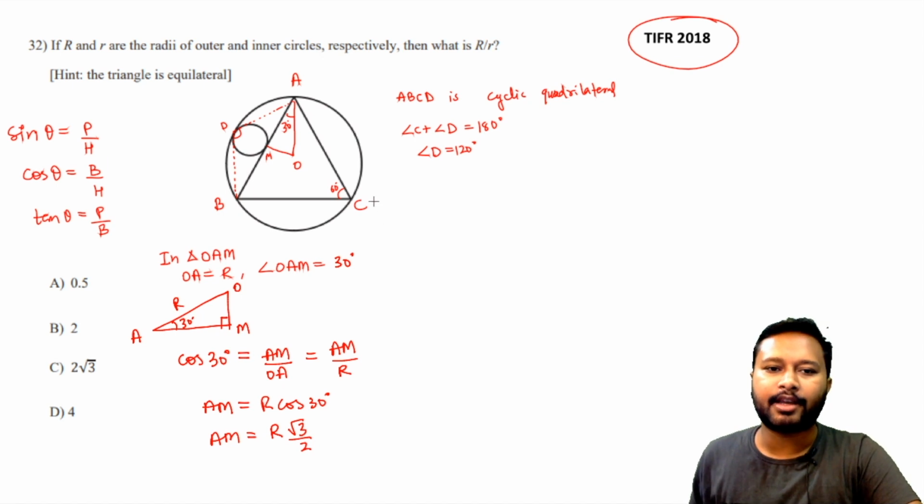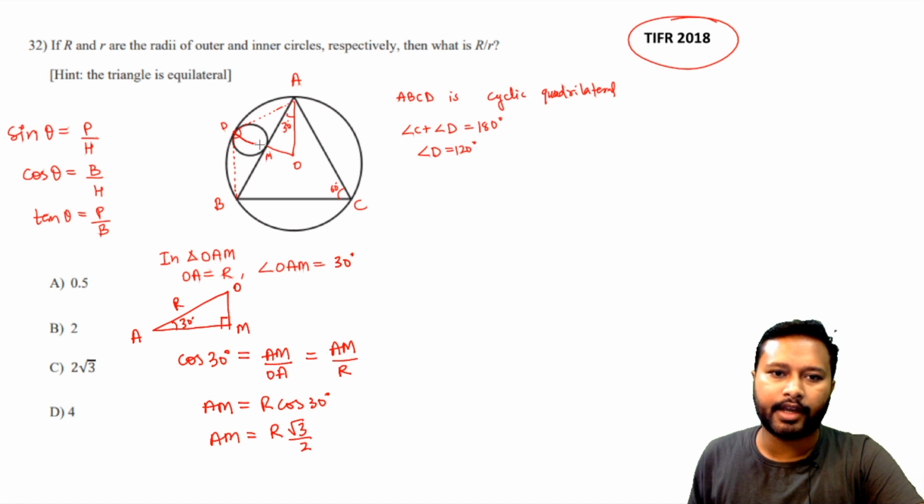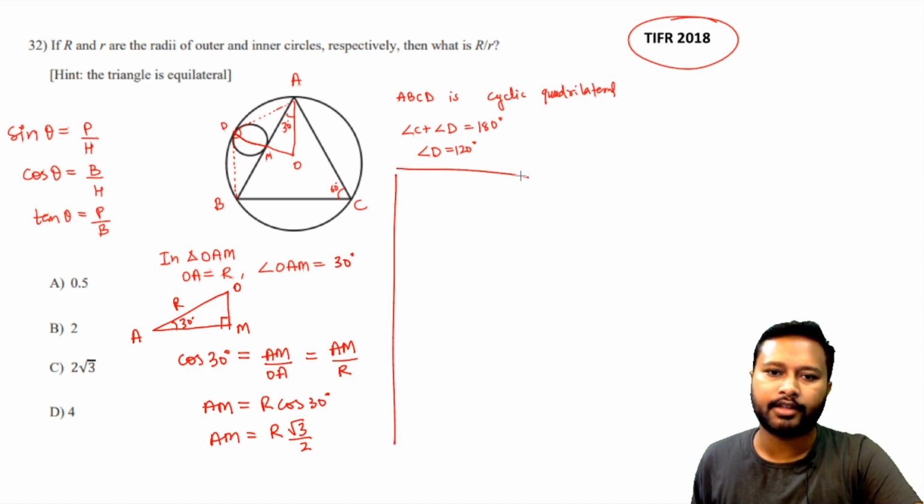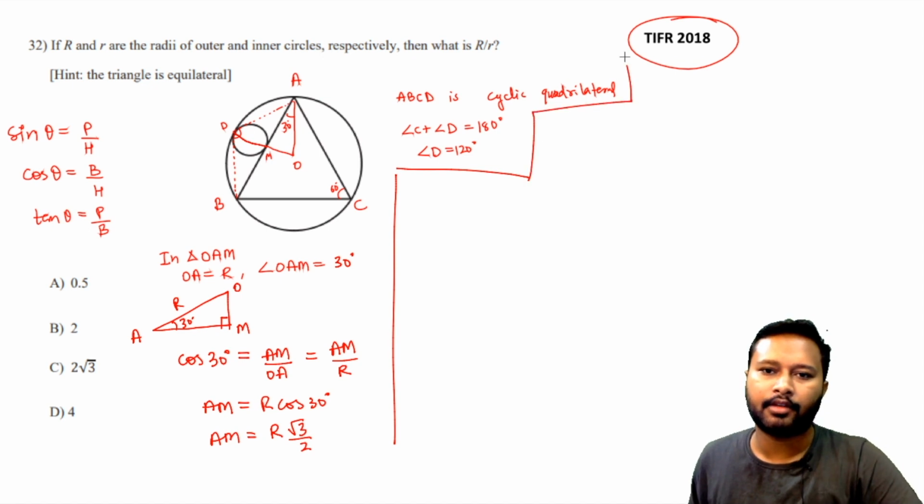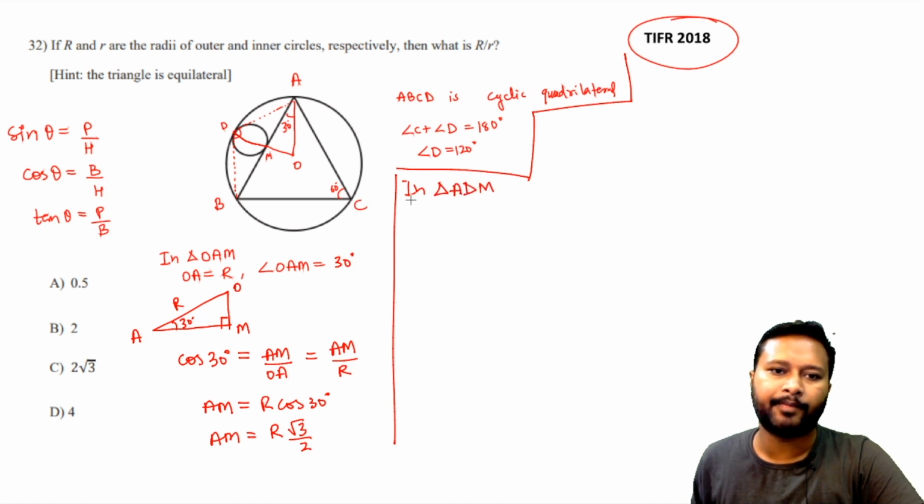The next thing I am going to do is join D and M. I am just joining D and M. So now I have formed a triangle ADM. So I am going to do the things in triangle ADM. In triangle ADM, I have angle ADM equal to 60 degrees. How come it is 60 degrees? Because the complete angle D was 120 degrees, right?